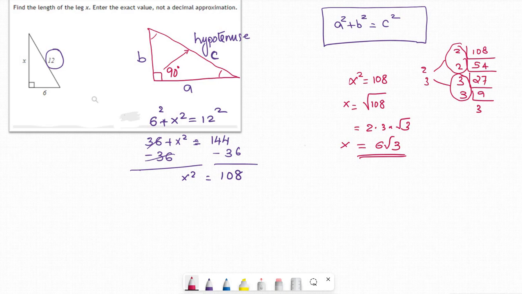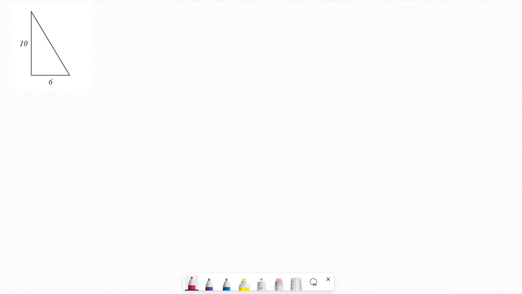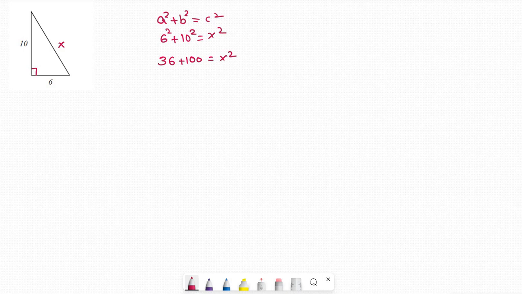Okay, and let us have the last problem. This is solve the triangle, so find the side of the triangle. Let us take this as x. We don't know that side, so we are going to take it as x, and of course, that is the hypotenuse of the triangle, right? So what is the connection? a square plus b square is equal to c square. So a is 6, b is 10, so 6 square plus 10 square is equal to x square. So it is 36 plus 100 is equal to x square.